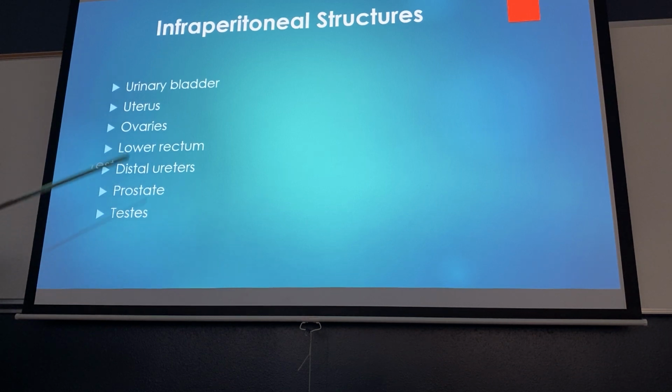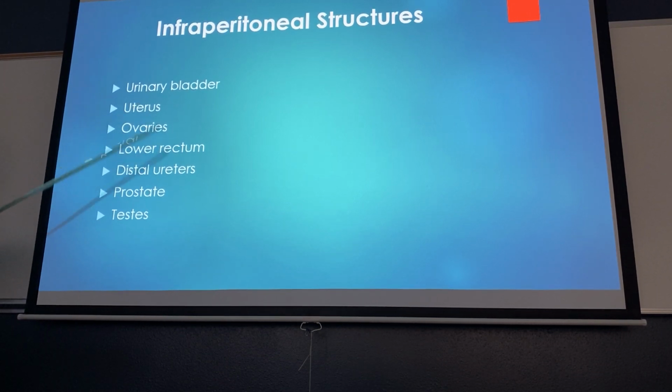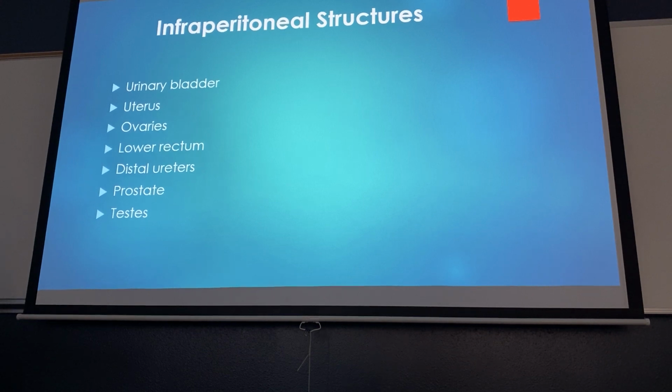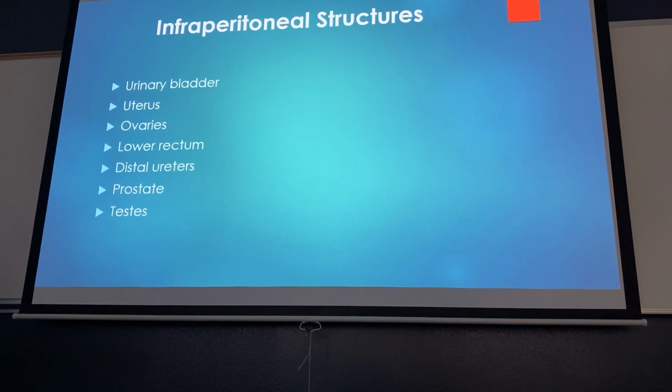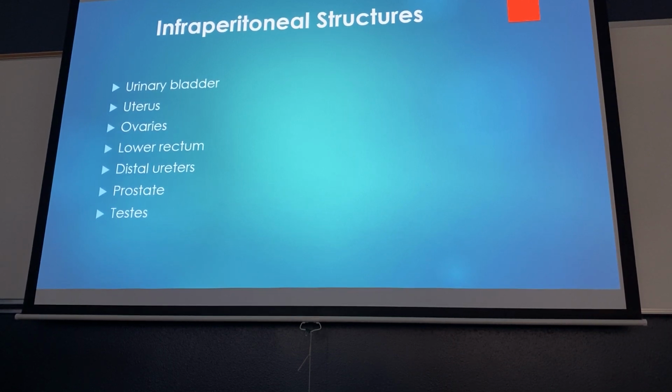Infraperitoneal, I'm not going to worry about these yet. We'll get into this in the pelvis, but certainly urinary bladder, the uterus, ovaries, rectum, distal ureters, prostate, and testes, all of which are found beneath or below the peritoneum. Therefore, they're classified as being infraperitoneal.